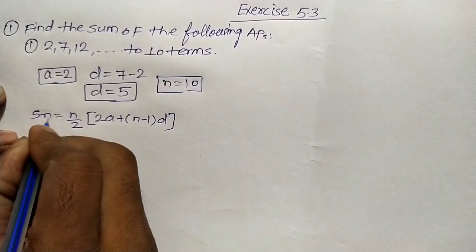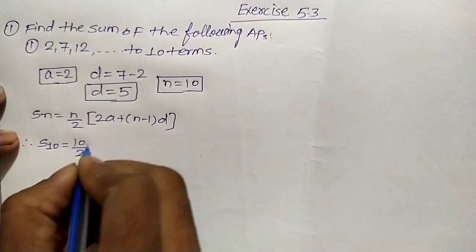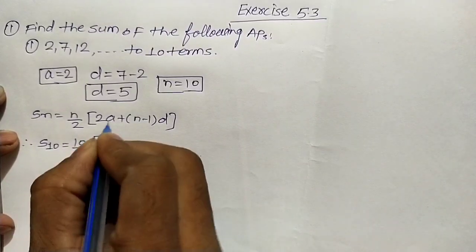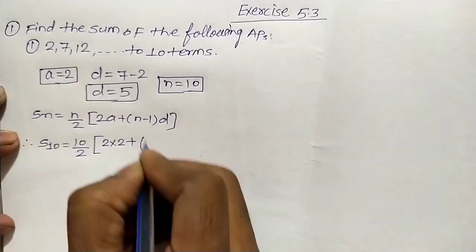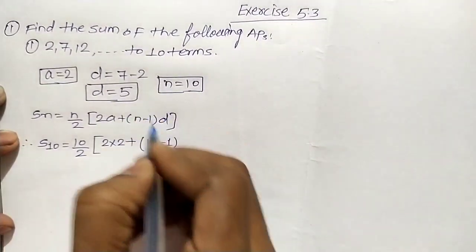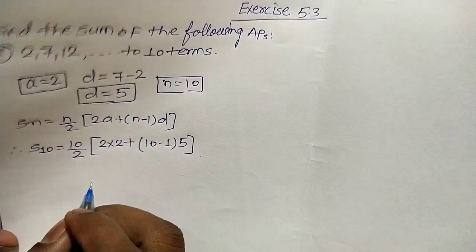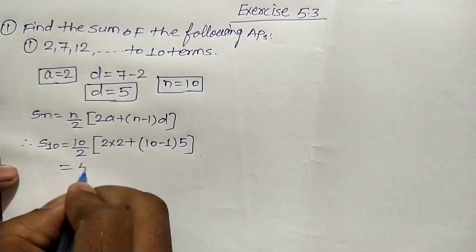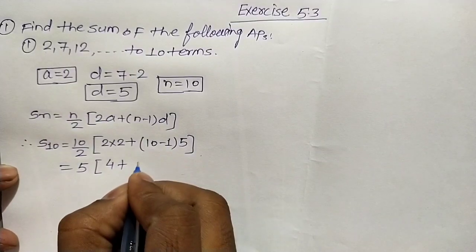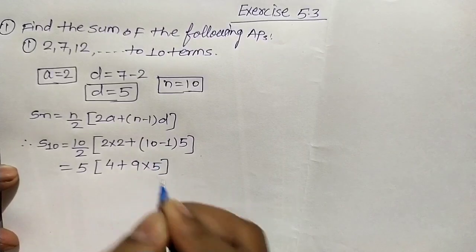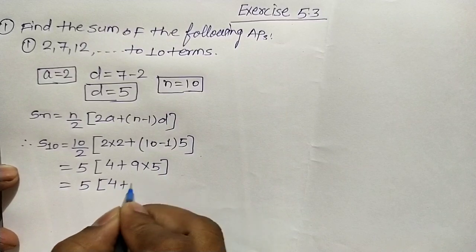Here n's value is 10, so n by 2 is 10 by 2. 2 into a means 2 into 2. Then n, 10 minus 1, and the value of d equal to 5. Okay students, now we can solve. 10 by 2 equal to 5, 2 twos are 4, 10 minus 1 is 9, into 5. 5 in the bracket, 4 plus 9 fives are 45.